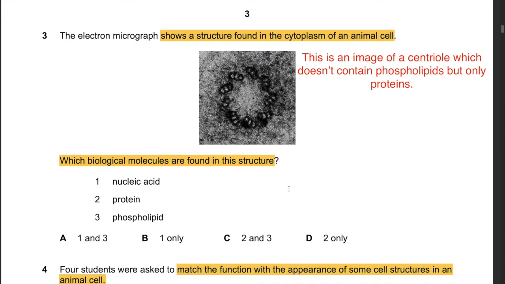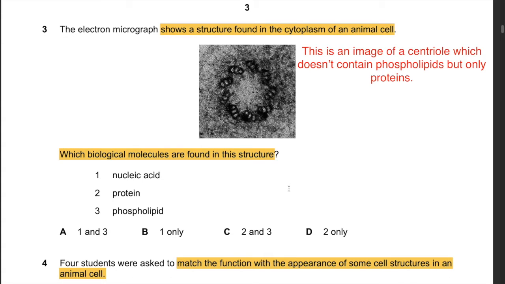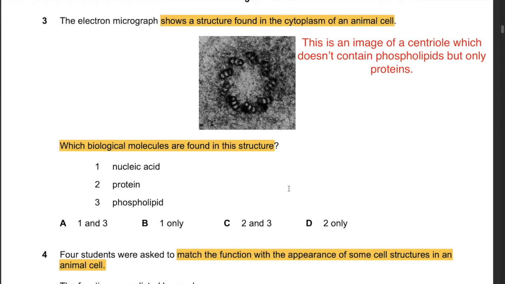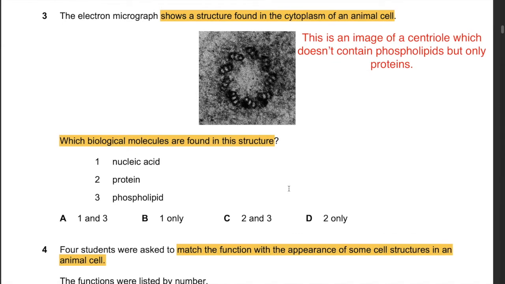Question 3. The electron micrograph shows a structure found in the cytoplasm of an animal cell. Remember, they have mentioned it as an animal cell. Which biological molecules are found in this structure? 1. Nucleic acid, 2. Protein, 3. Phospholipid. So this is an image of a centriole, which is found only in animal cells and it doesn't contain any phospholipids but only proteins. Therefore, the answer is D, 2 only.